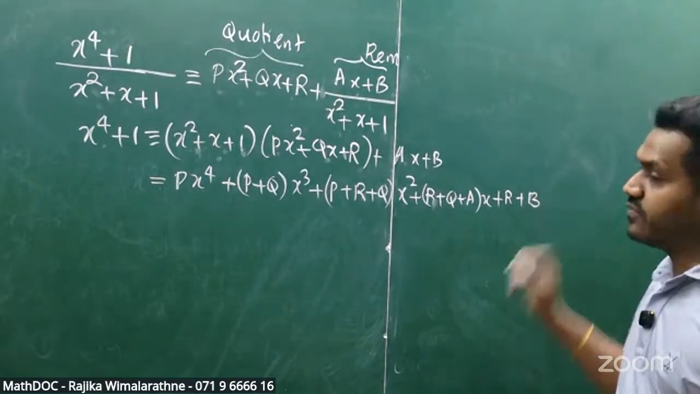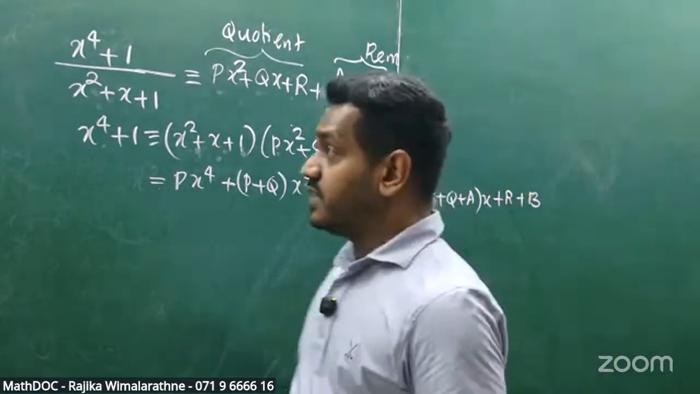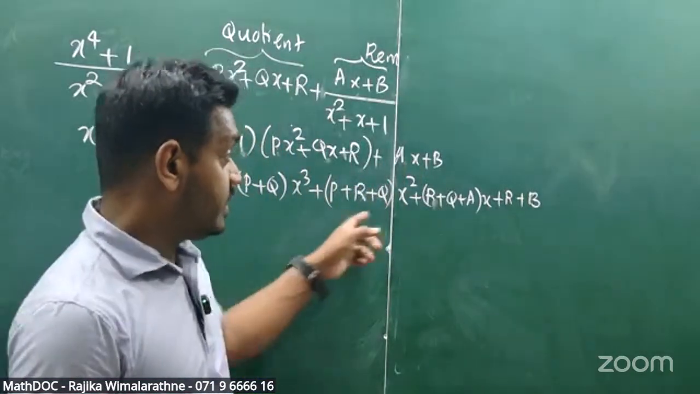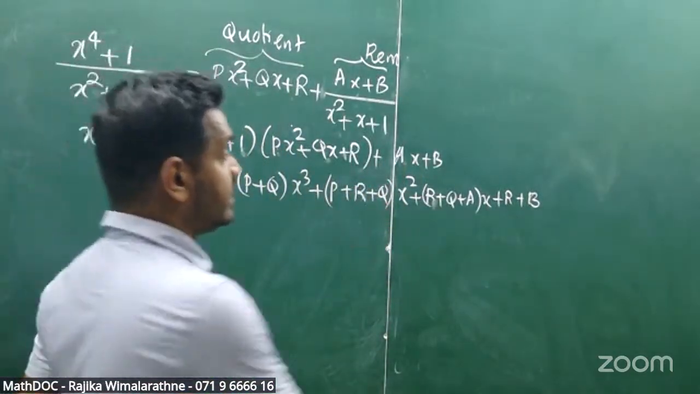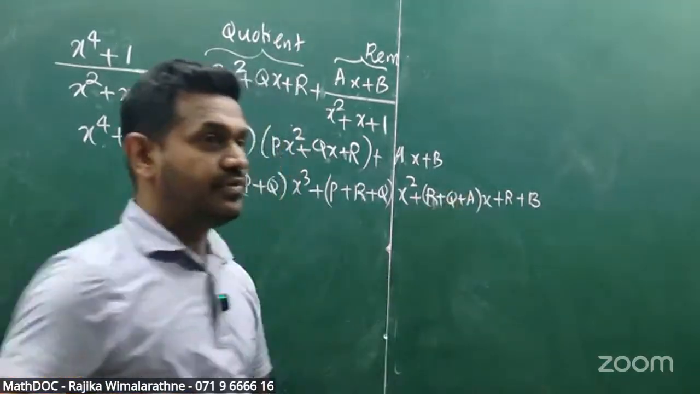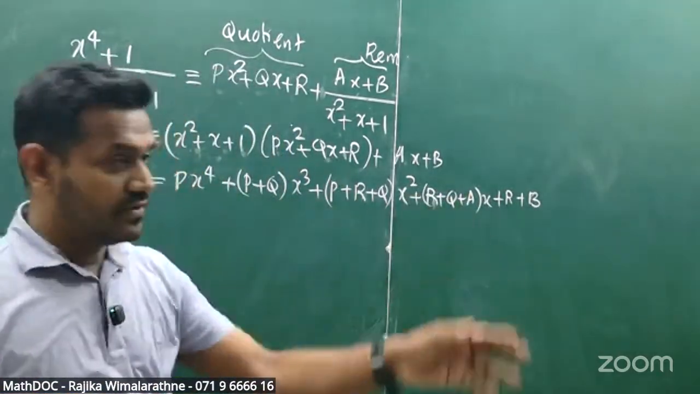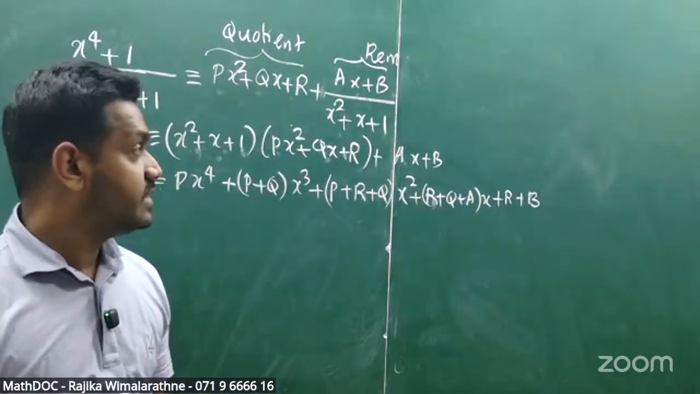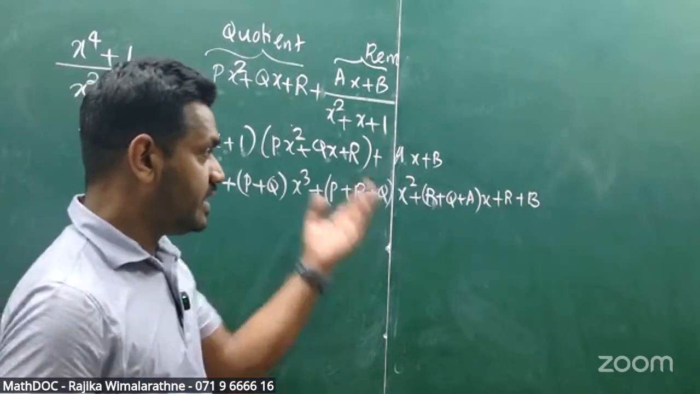If you can do it at once, then that is very important, okay? But anyway, if you can't do it at once, you just expand all and thereafter rearrange terms. Okay, now you can equate coefficients, no?